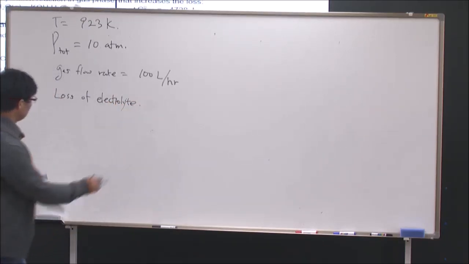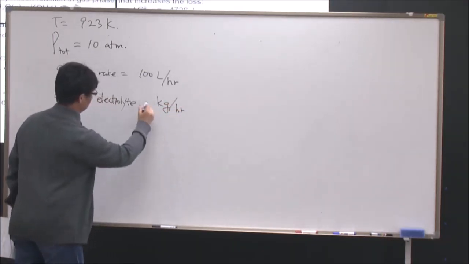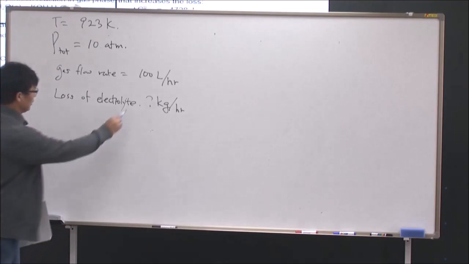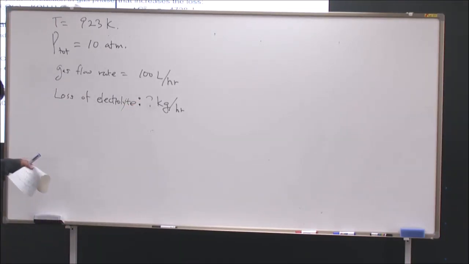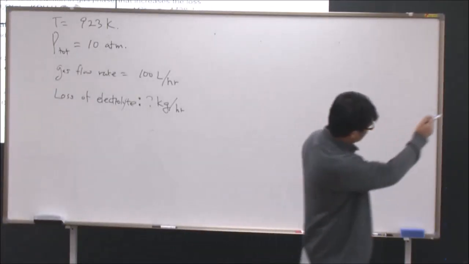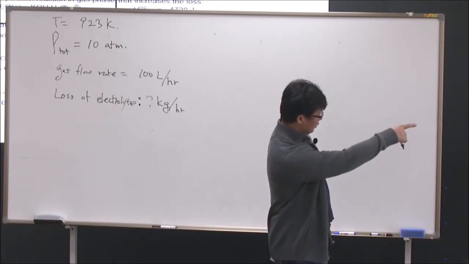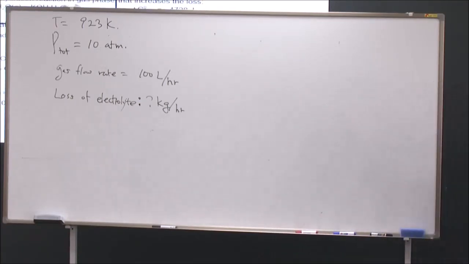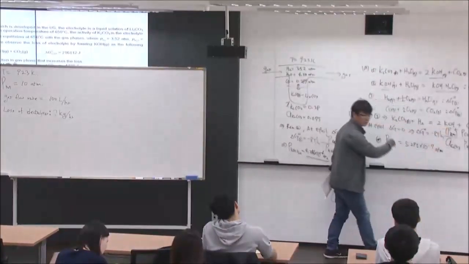And what is this one in kilogram per, for example, hour. So that's what we want to calculate here. K2CO3 is reacting with all this one, so for example, if you look at this one, K2CO3 reacting with H2, and it will produce KOH, and then CO gas.